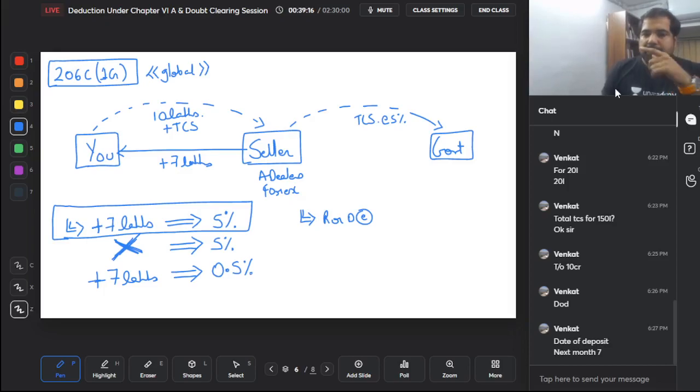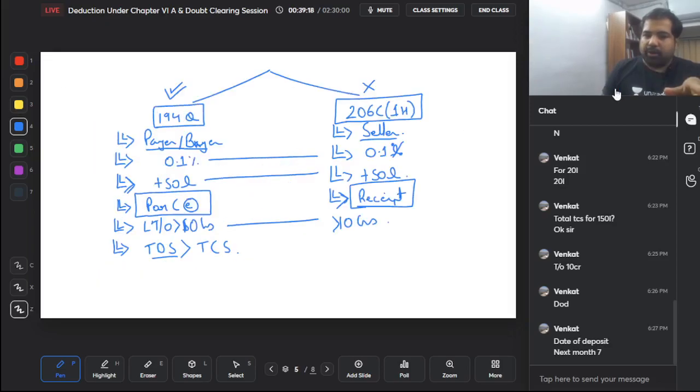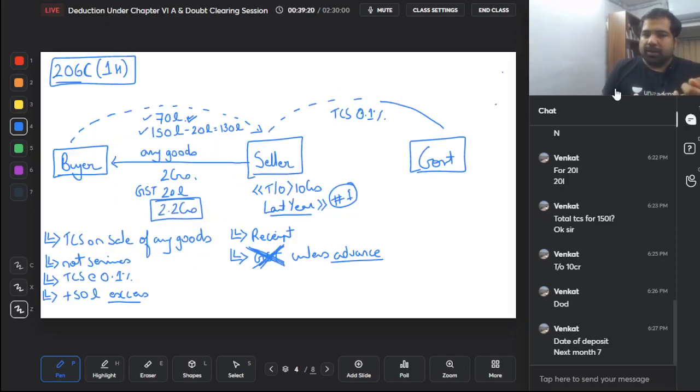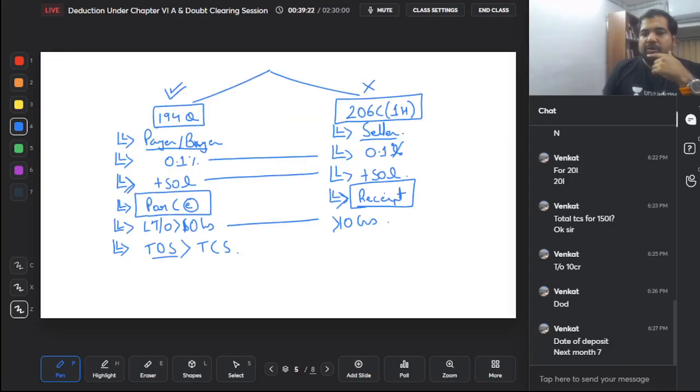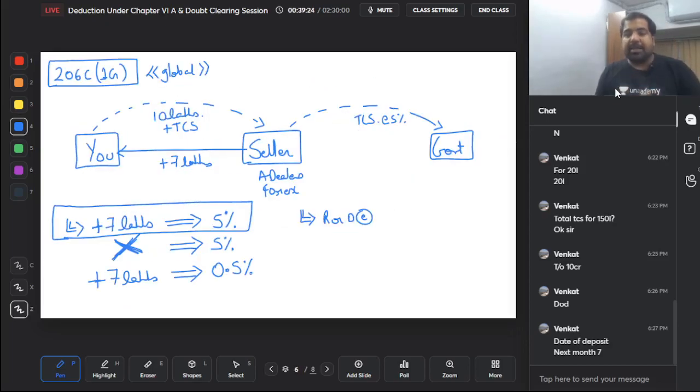Now, this has already come in the exam. This has also come in the exam. This has also come in the exam. So they have asked direct questions on all these 3, yes, but I want to show how TCS is asked indirectly on these 3. But doing a quick recap before this, guys, this is 206C1G.